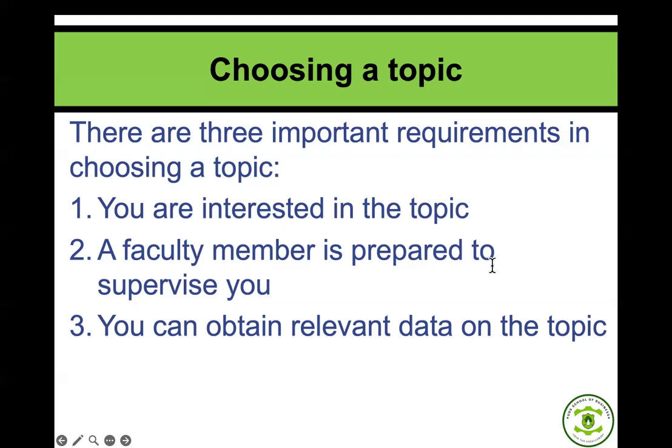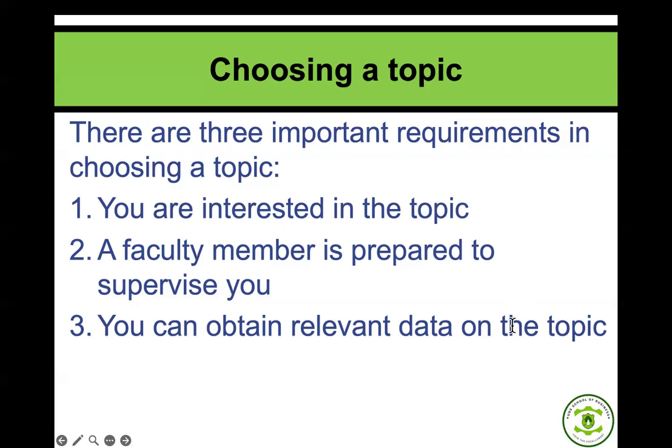One other critical thing you have to consider is data accessibility. This is a practical but vital consideration. Let's say you are interested in studying local market traders. The question you should be asking yourself is, can you access these traders? Can you have access to them? Will they talk to you? Do you have ways to collect the data you need from them?